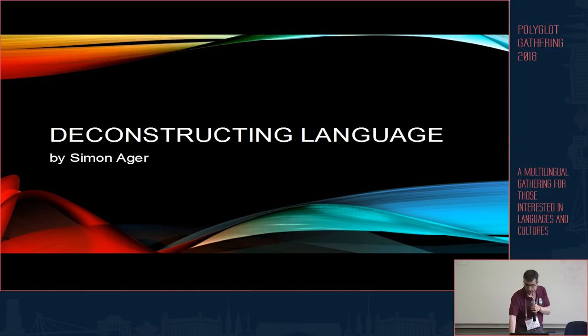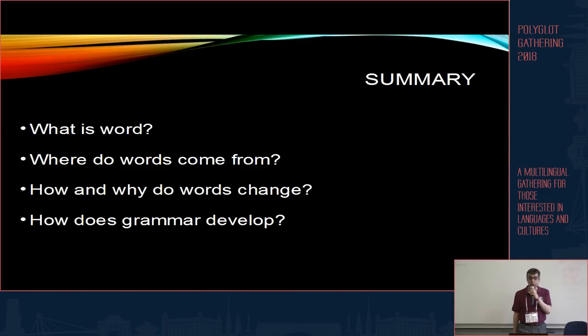So I'll be looking at what is a word? Where do words come from? How and why do words change? And I looked a little bit at how grammar develops, but I haven't got a lot of information about that.